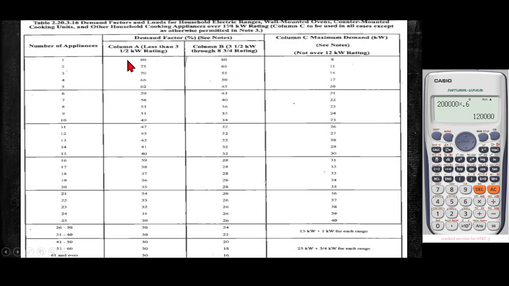So we have column A, so it is for less than 3.5 kilowatt rating ng ranges. Yung B naman is from 3.5 to 8.75 kilowatt. Yung column C is the maximum demand, no? Depending on the number. Pero hindi siya pwedeng mag-pass ng 12 kilowatts per range.